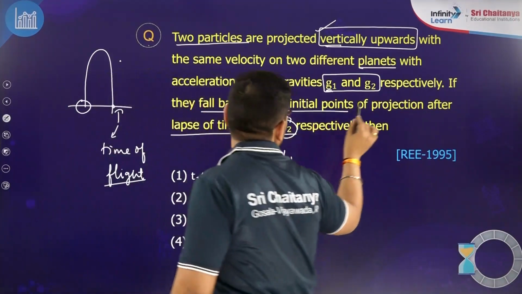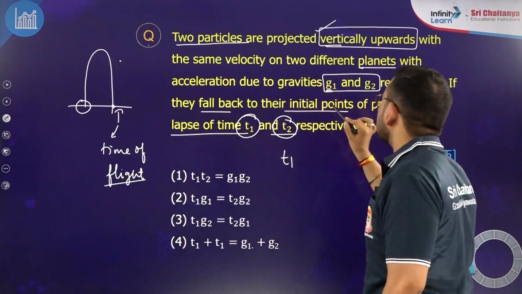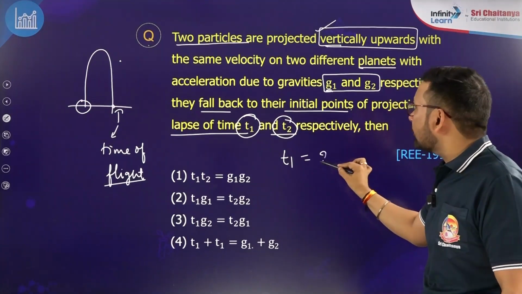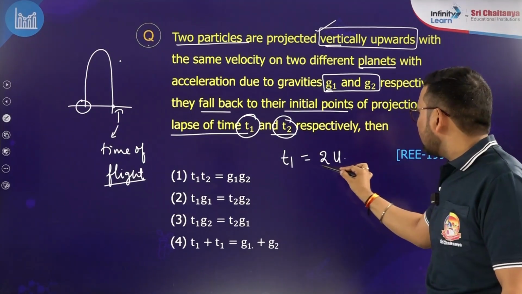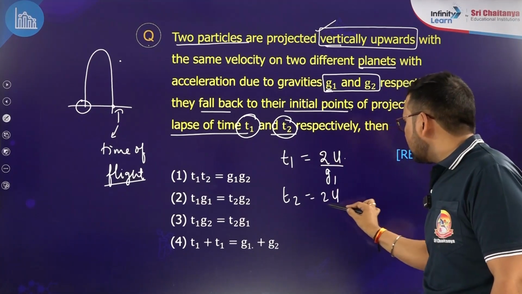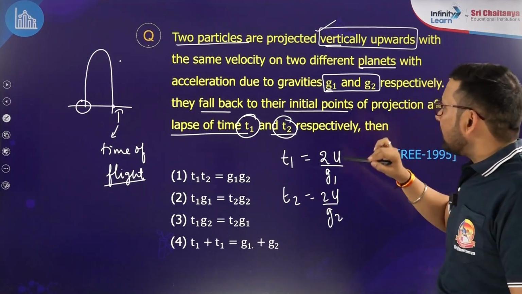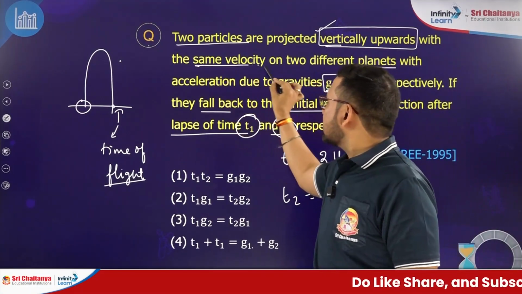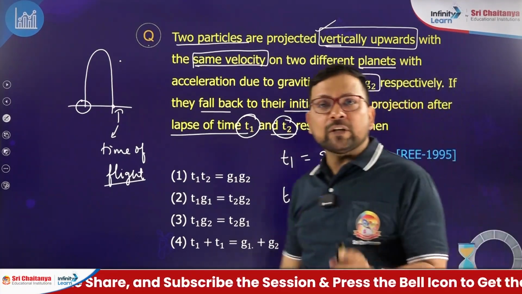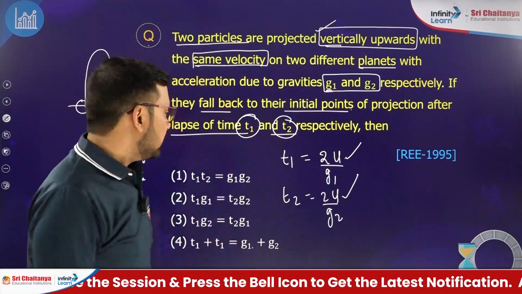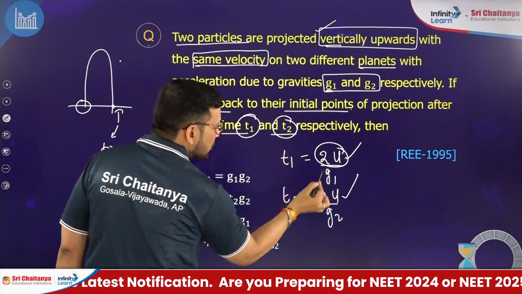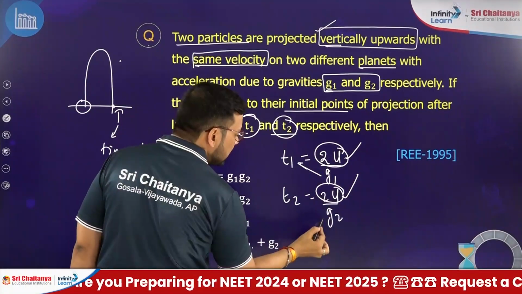Then they are asking if they fall back to their initial points of projection after a lapse of time, so t1 will be equal to 2u by g1 and t2 equal to 2u by g2. We have to pick in this question, that is the question solving point, same velocity. You can see I have taken u as same, both where u is the same velocity. Then from here 2u will be g1 t1, and from here 2u will be g2 t2.